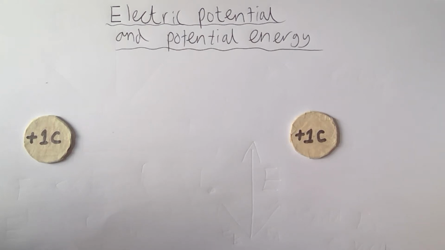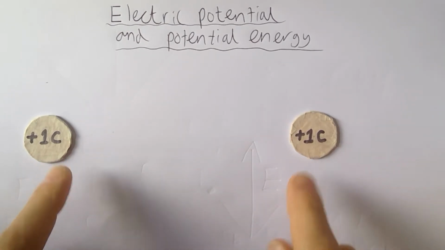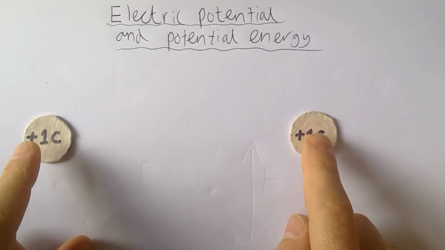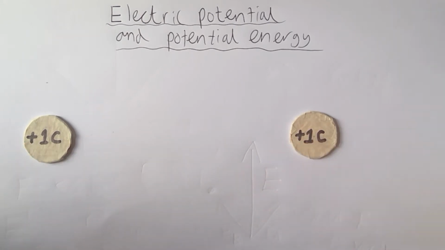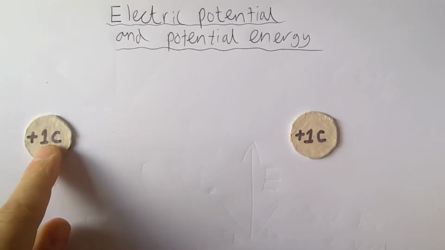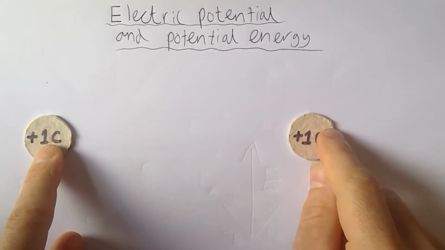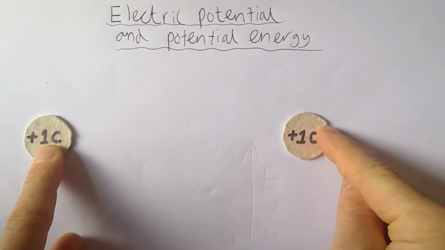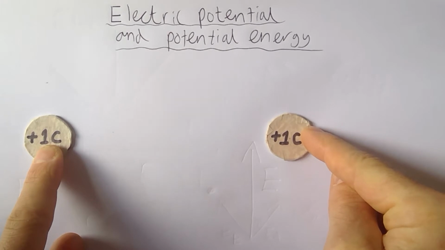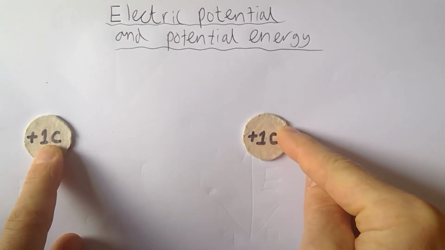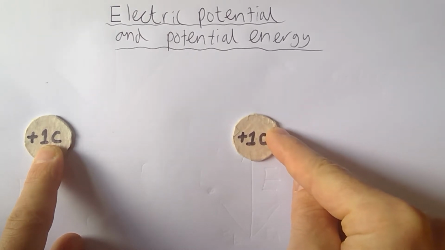Hello. In this video, I'll be talking about electric potential and potential energy. We've already looked at the idea that if we've got two charged particles, there will be a force acting between them. Here, I've got two positive charges. If I imagine this one is fixed, I could move this one towards the other one by applying a force. I'd have to push it towards the other charge because it's being repelled by the electric force.